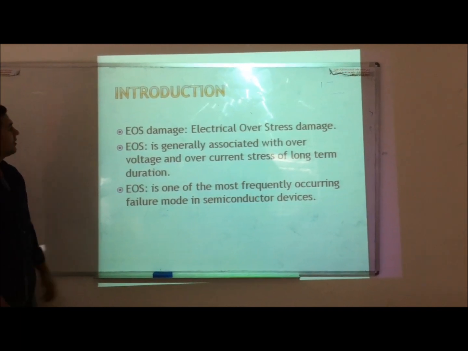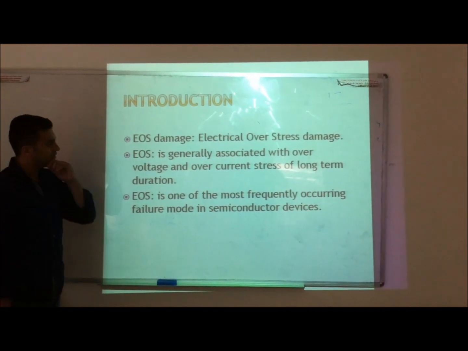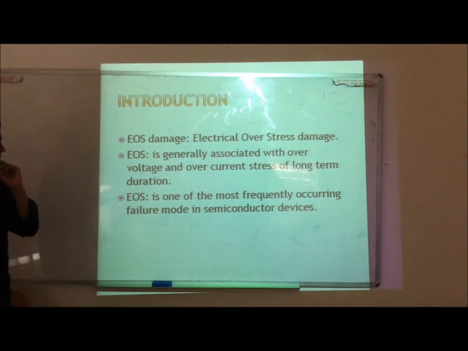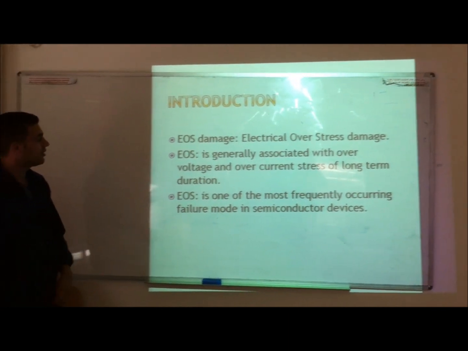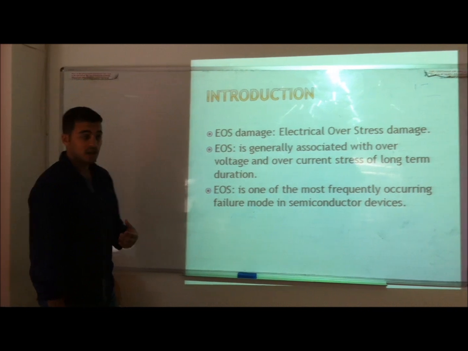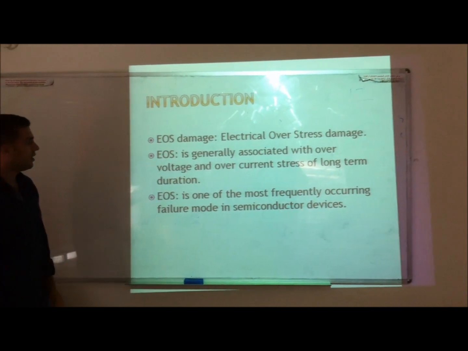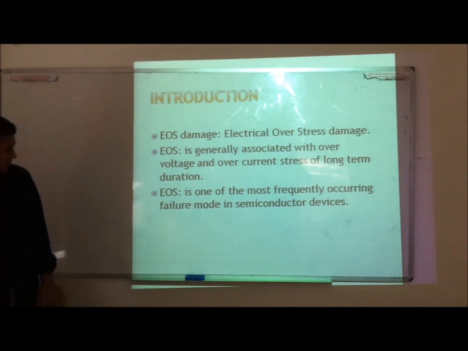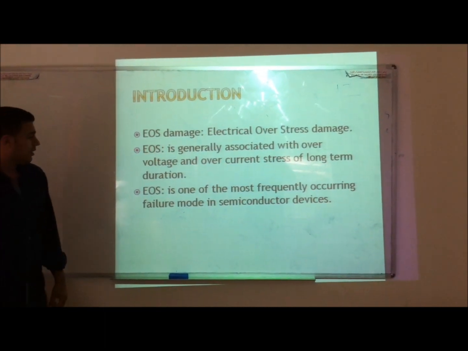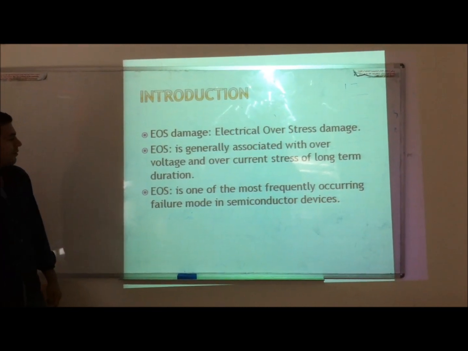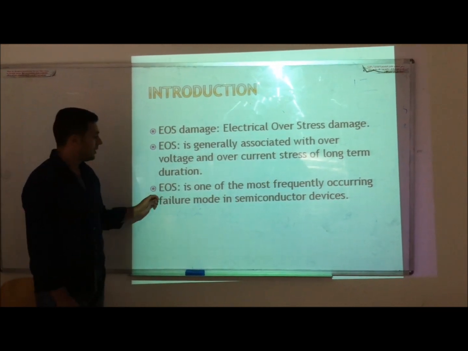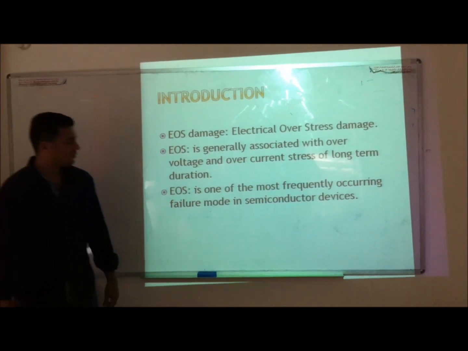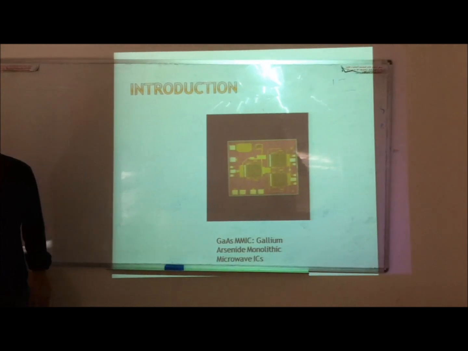Number two is electrical overstress damage. Electrical overstress damage is generally associated with over voltage or over current stress for a long-term duration, and it's considered one of the most frequently occurring failure modes in semiconductor devices.